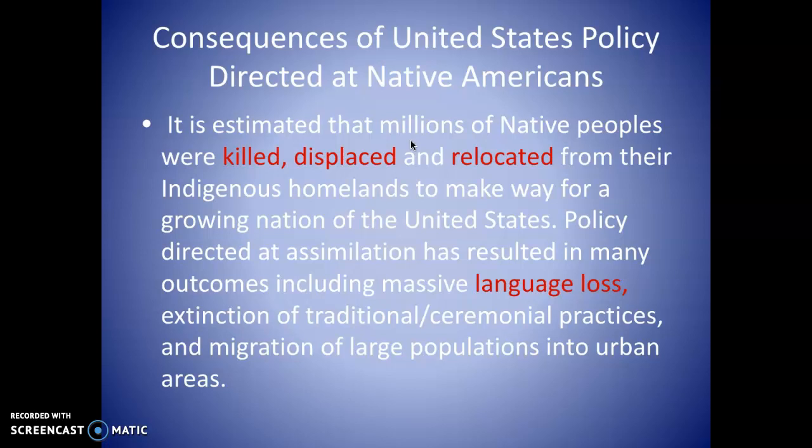So the forced culture and getting rid of their culture led to many negative outcomes, including massive language loss, extinction of traditional and ceremonial practices, and migration of large populations into urban areas.